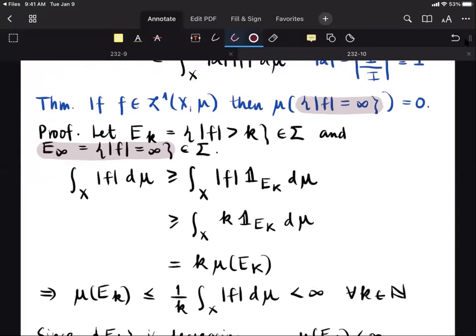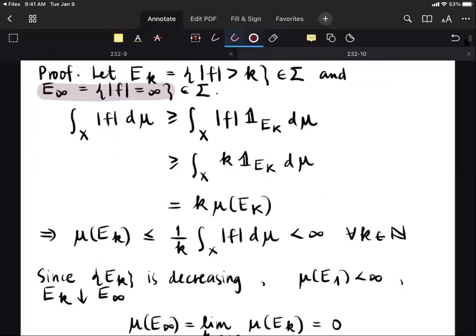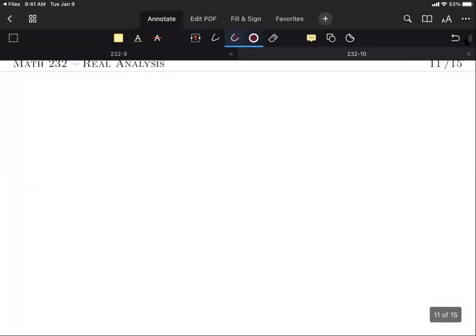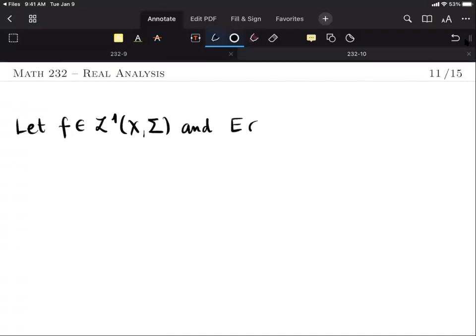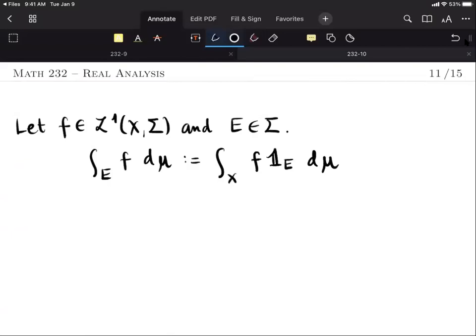Okay. So far, we have integration over the whole set X. We can also define integration over a measurable subset of X. So let us consider an integrable function f and a measurable set E. Then we define the Lebesgue integral over E to be the integral of f times the characteristic function of E.